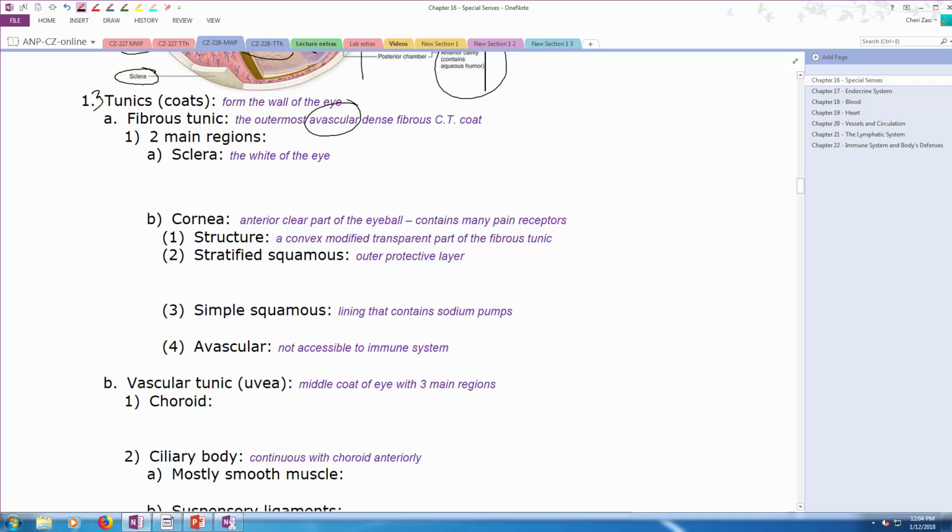So we don't have a blood supply, and in order to be living tissue, you need to have a blood supply. Where does the blood supply come from for the fibrous tunic? It comes from the choroid. So that choroid is essential to the health and integrity of that fibrous tunic. Our notes talk about 2 main regions, the sclera, which is the white of the eye, and that is essentially an extension of the dura mater.